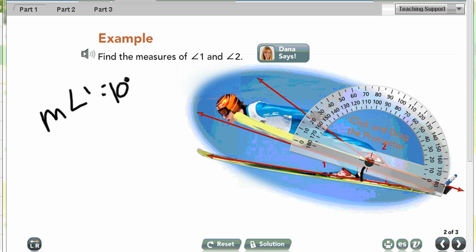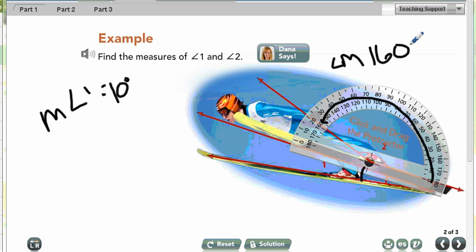So I'm starting down here because this is where my lowest number is, and I'm going to follow that all the way around until I come to my line again, and I see that the measure of angle 2 is approximately 60 degrees. Wait, that was 160, wasn't it? Hopefully you guys caught that.